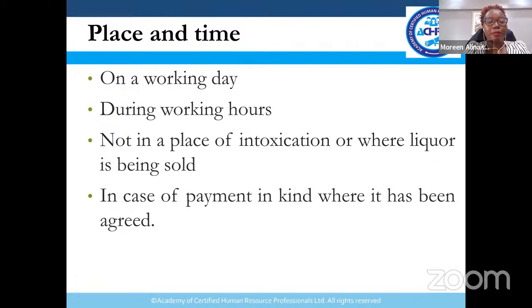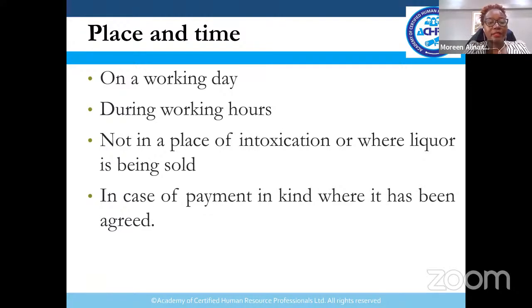The salary must be paid during working hours. If somebody works from 8 to 4, salary must be paid between 8 to 4. I don't know how practical this is in the day and age, because sometimes these days we see bank transfers that are being done in the middle of the night and it is still okay. I think those days it was very hard, but these days times have changed.